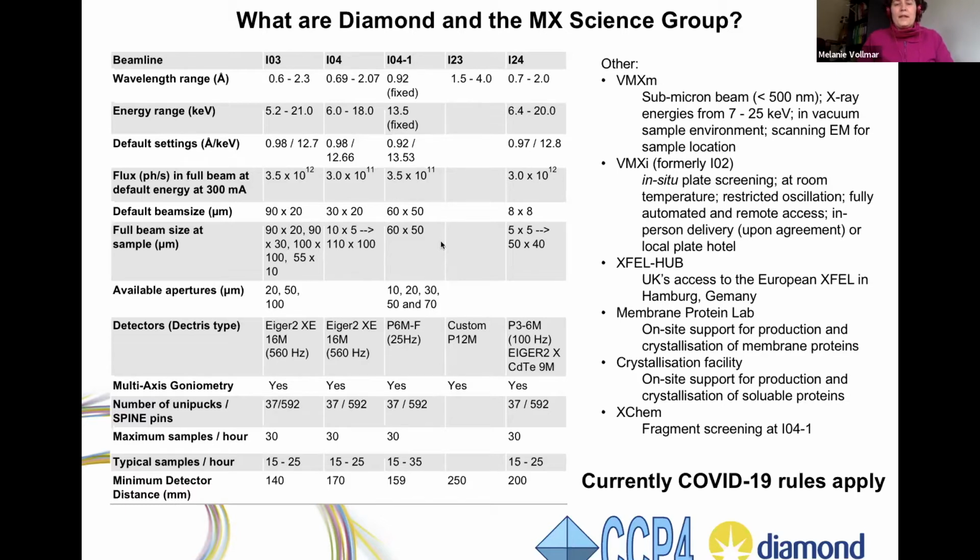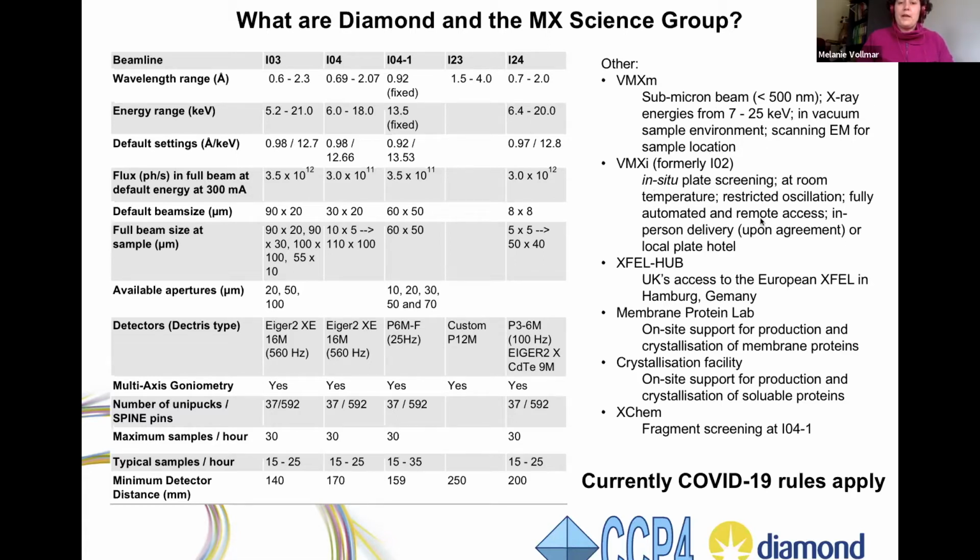We have a few add-ons to that. VMXM is submicron, which means the beam is smaller than 500 nanometers. Again, tunable, so you have a range of energies for your experiments. The sample itself is in a vacuum. And the samples are usually so small that you can't see them with a light microscope. So how do you center it in the beam? Therefore they use a scanning electron microscope.